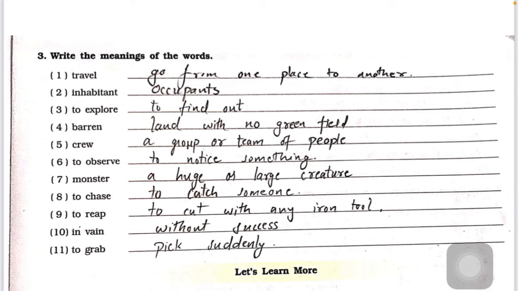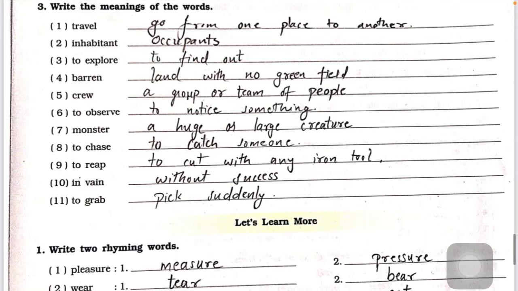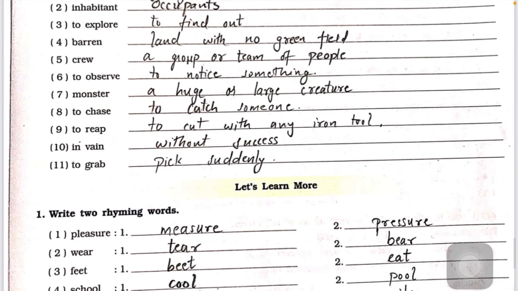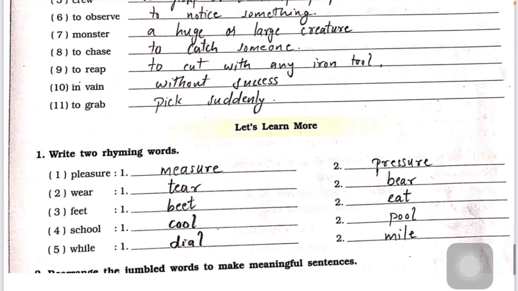Inhabitant, occupants. Now to explore, to find out. Barren, land with no green and field. And crew means a group or team of people. And sixth one, to observe, to notice someone or something. And monster, a huge or large creature. To chase, to catch someone or something. To reap, to cut with any iron tool. Invent, without success. To grab, to pick suddenly.